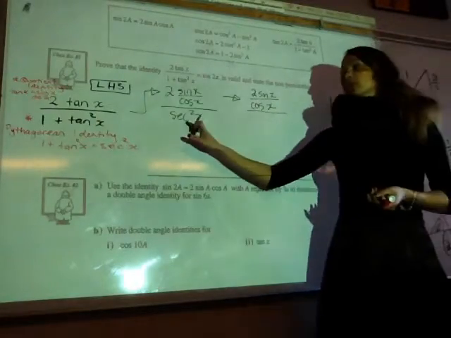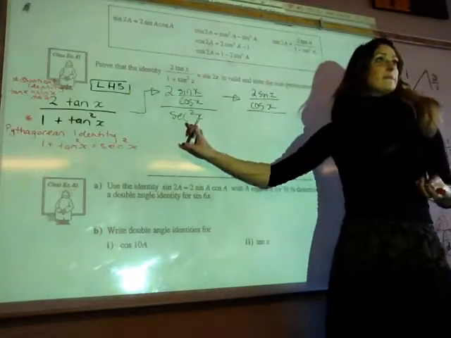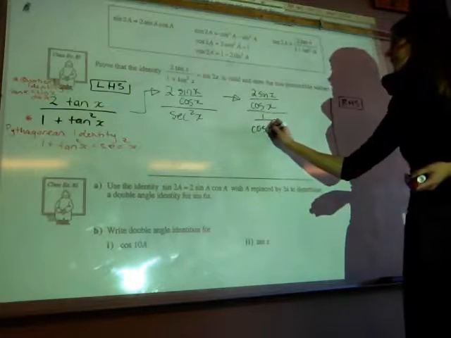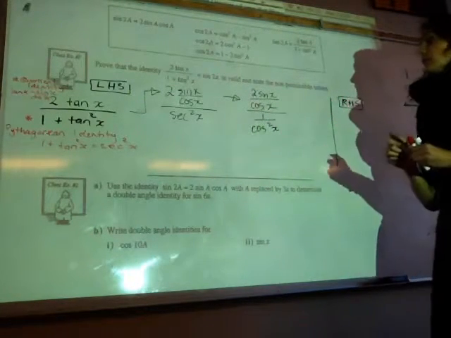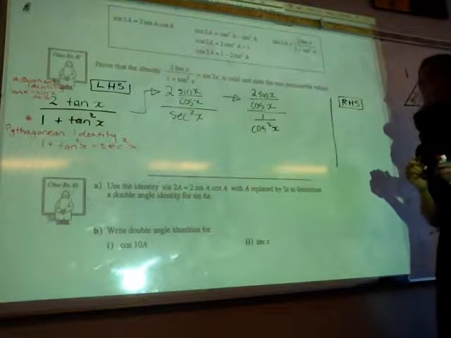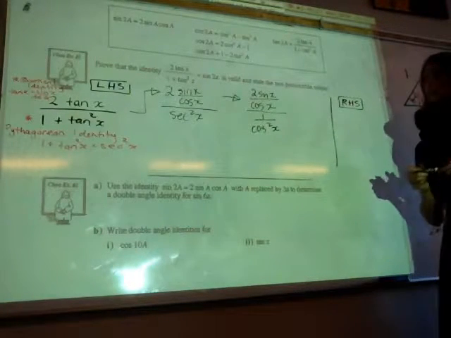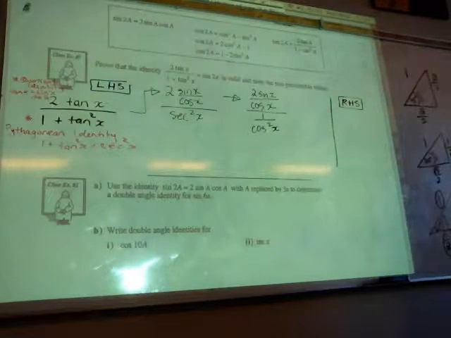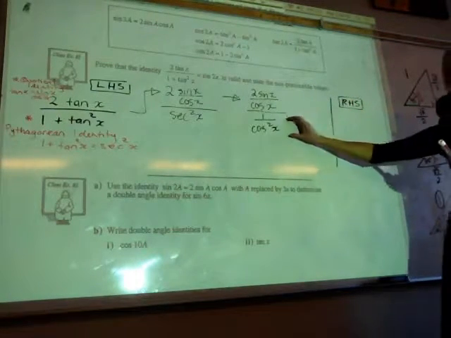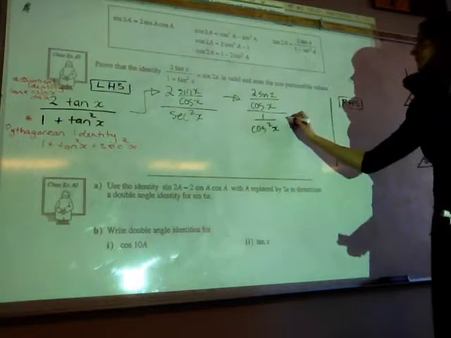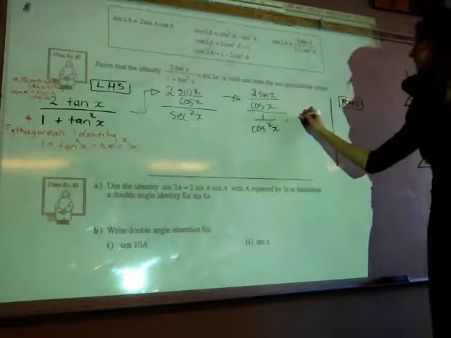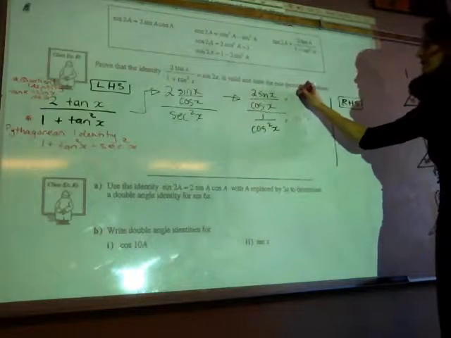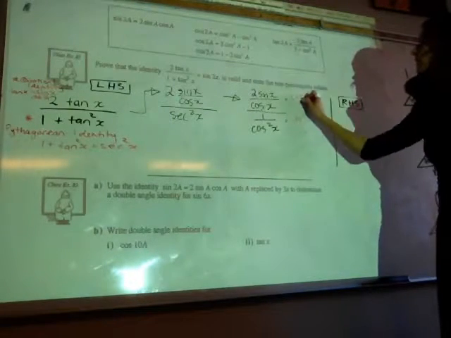Okay, using the reciprocal identity. What's the reciprocal of secant? Cosine. We get 1 over cosine x squared. And I don't want to have a fraction over a fraction, so I'm just going to multiply by the reciprocal in both the denominator and numerator. So multiplying by cosine x squared over 1 in the denominator, and multiplying by the same thing in the numerator.